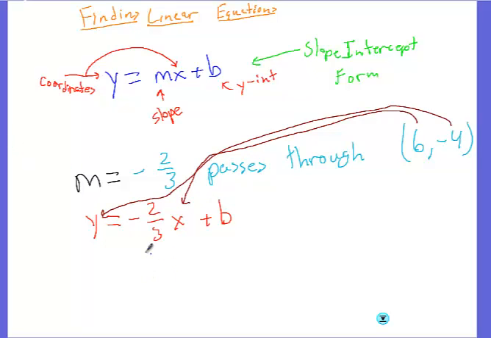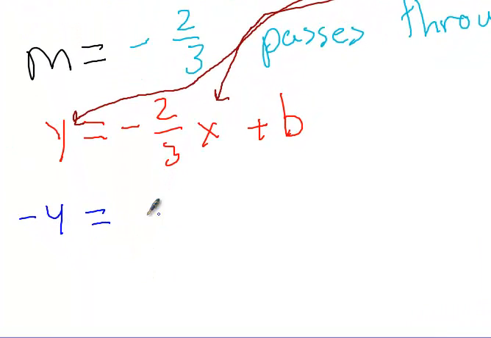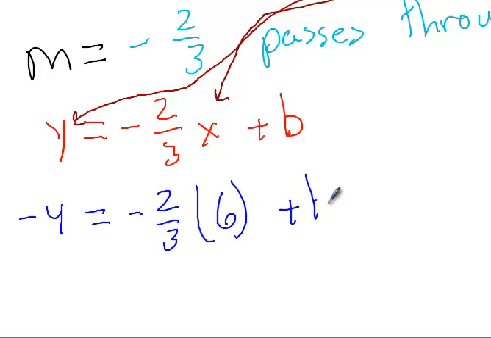So when we simplify that, we get negative 4 equals negative 2/3 times 6 plus b, right? Which becomes negative 4 equals negative 2/3 times 6 becomes negative 4 plus b. If you don't understand this, come see me. We should know how to multiply fractions by now, but kids hate that for some reason. So we get negative 4 equals negative 4 plus b.